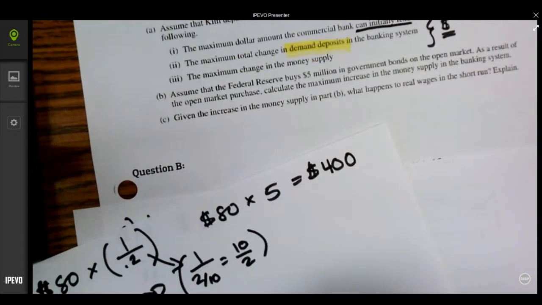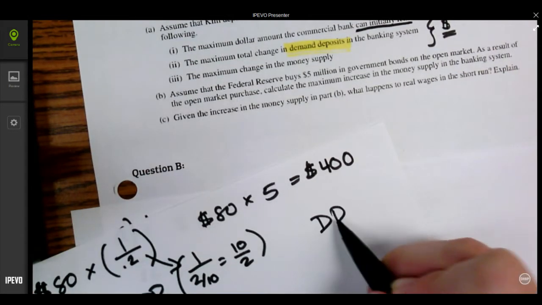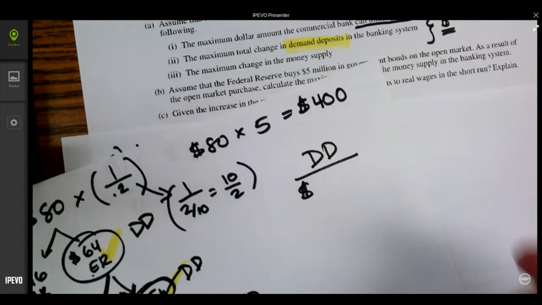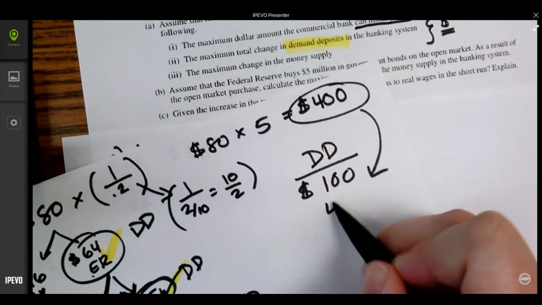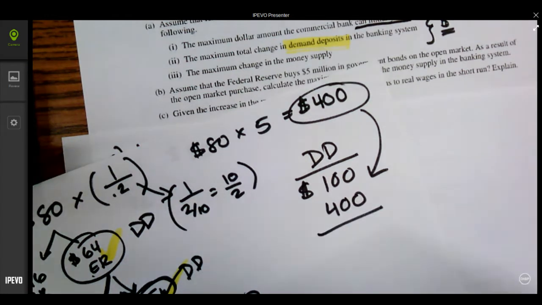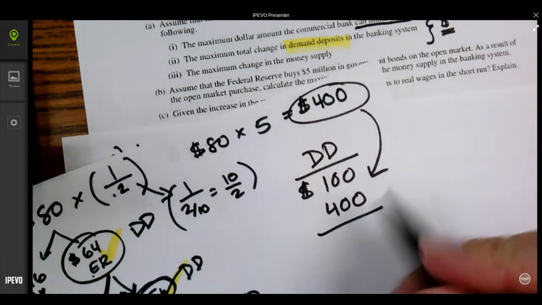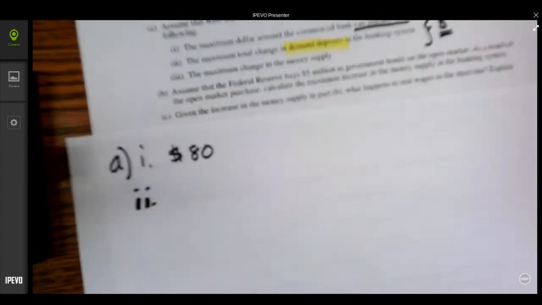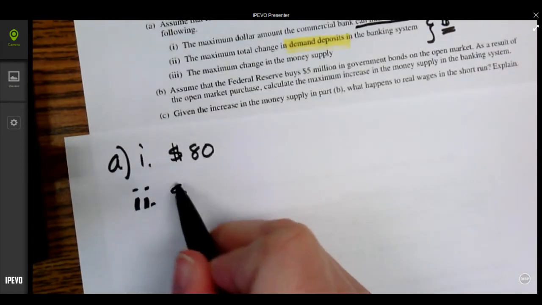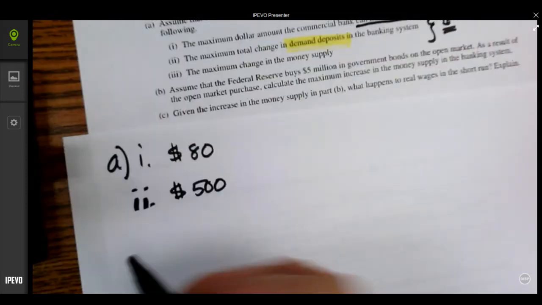That means that her demand deposit added to all of these other demand deposits that grow from her initial deposit because they're lent out, we add those together and we get a grand total of $500. So the answer to this part of the question is $500.